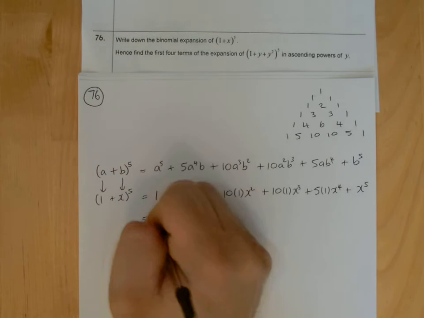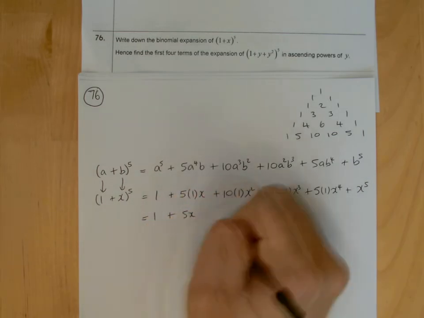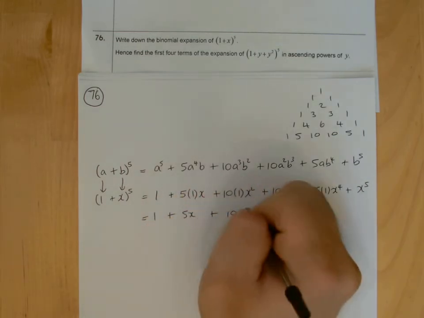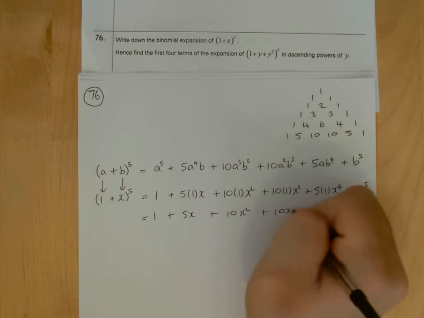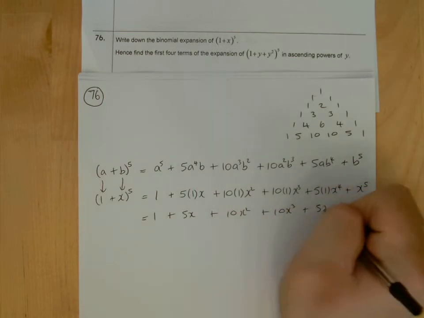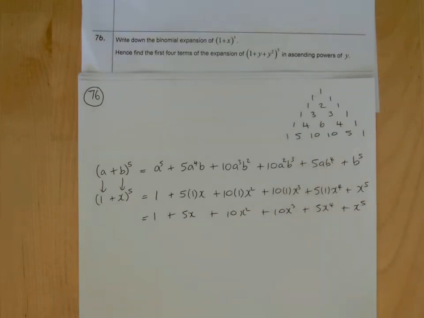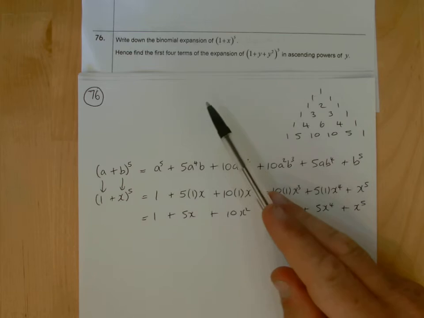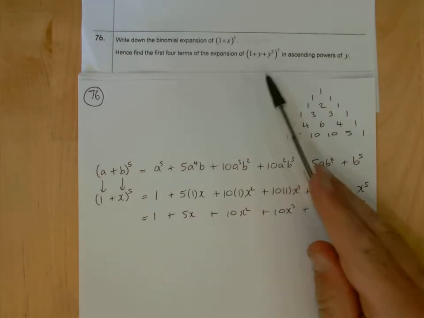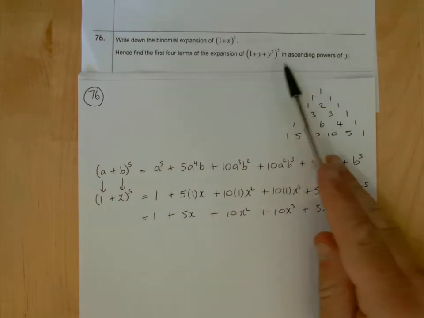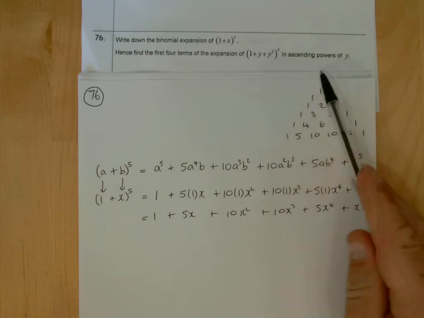So just simplifying that then, 1 + 5x + 10x² + 10x³ + 5x⁴ + x⁵. Okay, now it says hence find the first 4 terms of the expansion of (1 + y + y²)^5 in ascending powers of y.